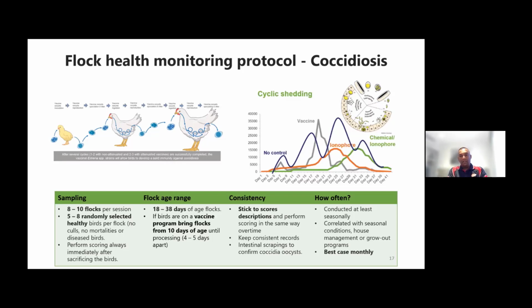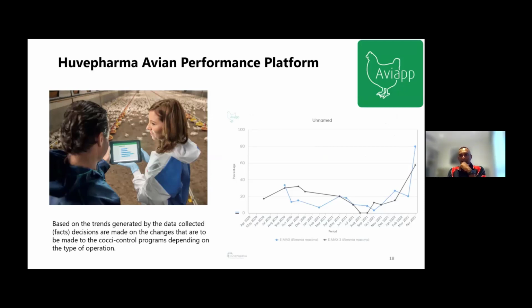And how often? To get enough data to make a good decision, monthly sampling is very important. So we use a platform which is derived by Huvepharma, the Avian Performance Platform. It's called Avian, and supplied and serviced in Australia by Nutriment Health, Rowan Wilson. And we enter all these data into the app, and the app generates a trend for us to look at and decide, based on the data, when and how to modify our Cocci control programs for better control of Cocci.